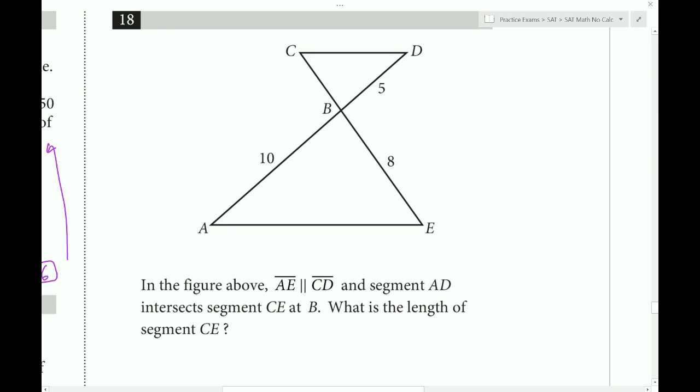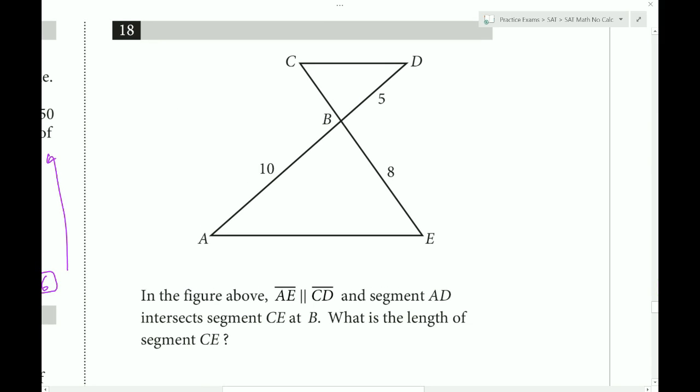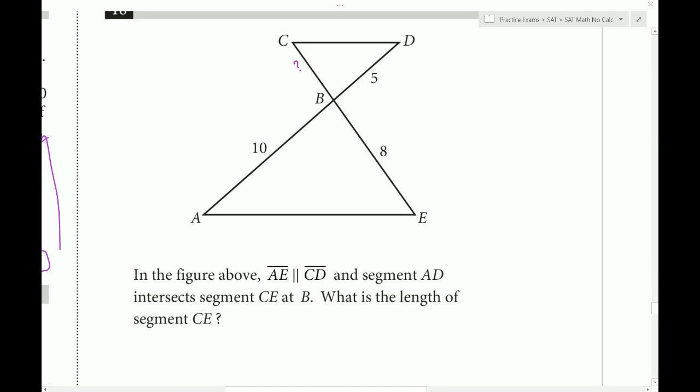Next question. In the figure above, AE is parallel to CD. Segment AD intersects CE at B. What is the length of segment CE? So CE is the question mark. It's this entire thing. So if we could start by finding out CB, then we can just add and get the total. So it looks like this is going to be a similar triangles question.